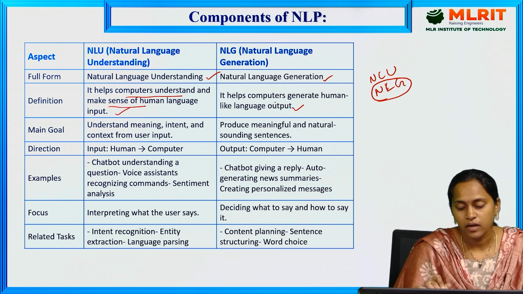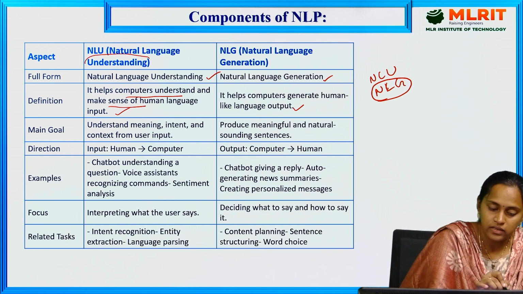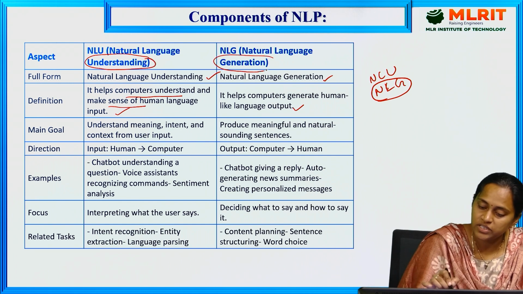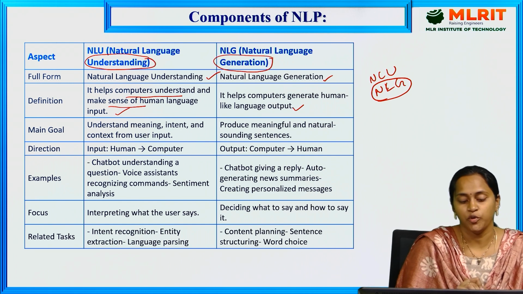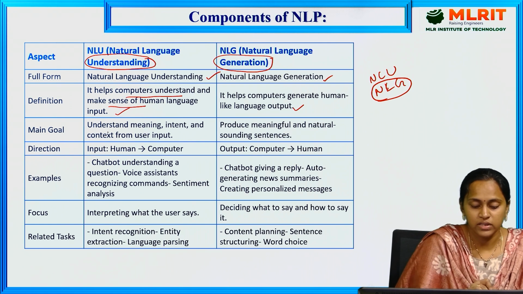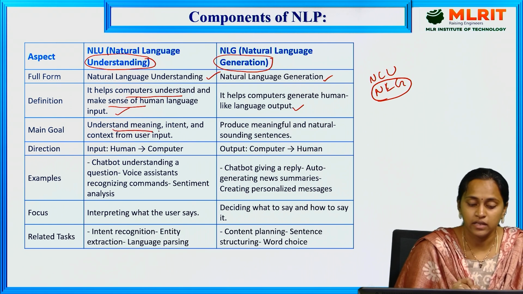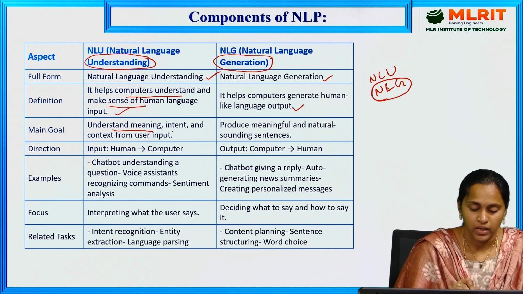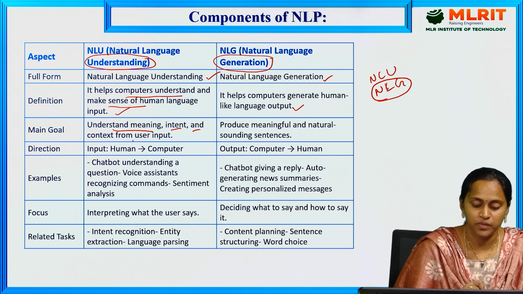Here, NLU is about understanding what the user says. And what is the generation? It is for humans. The main goal of NLU is understanding the meaning. In NLU, you compulsorily have to understand the meaning of the sentences, right? Then only can we get the intent and context from the user input.